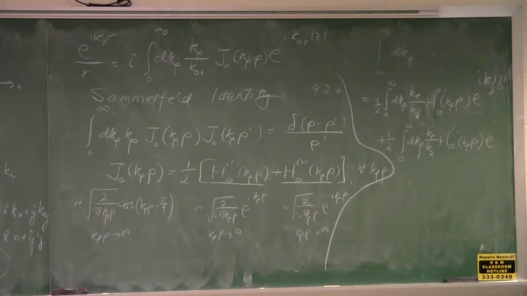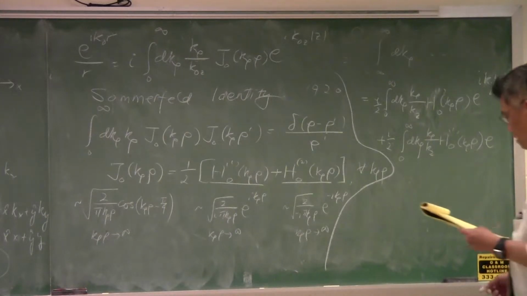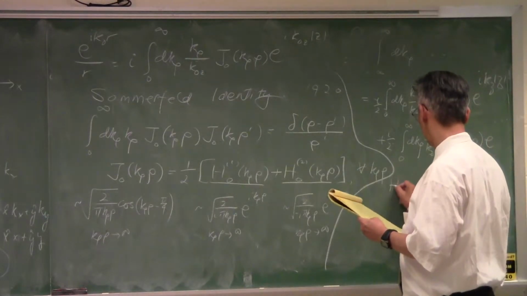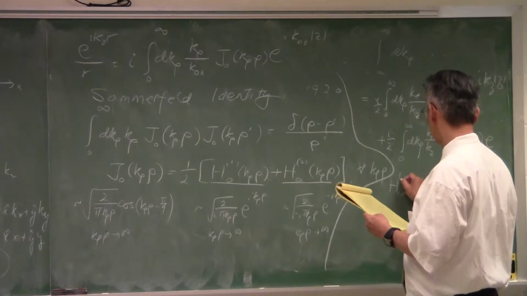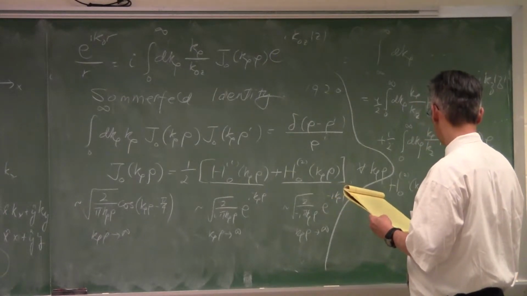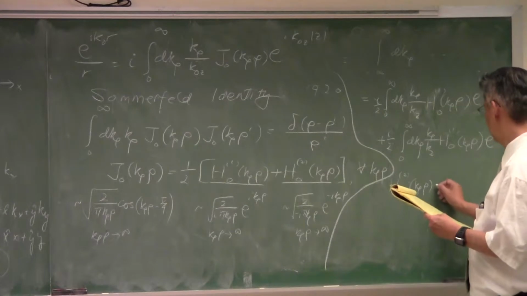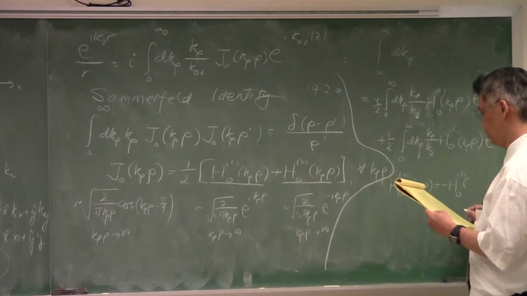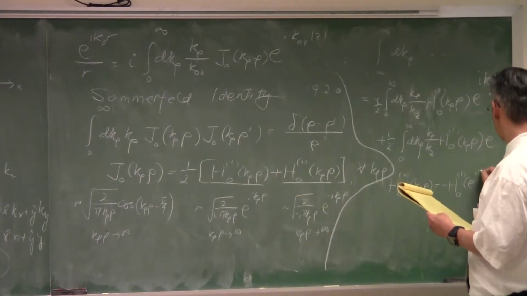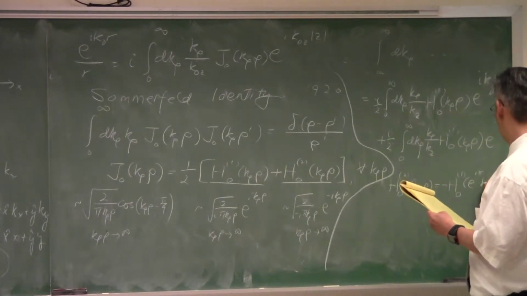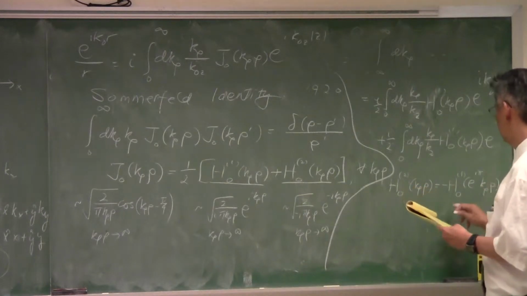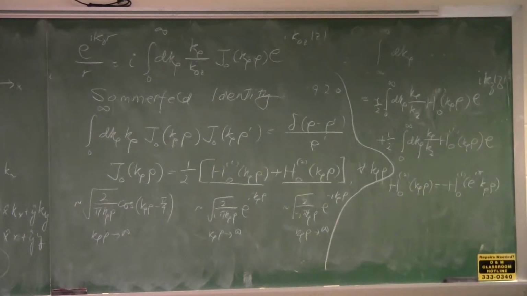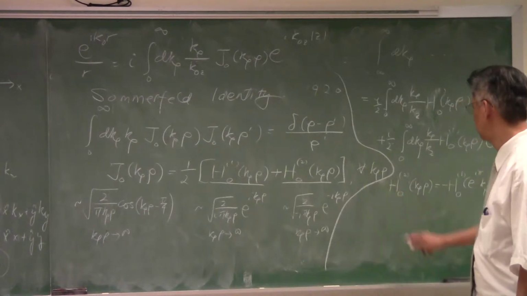And I'm going to make use of this identity that you've never heard of or never seen, but it's given in handbooks. Okay? That the Hankel function of the second kind with this argument is equal to the negative of the Hankel function of the first kind with this argument. You can find this identity in Abramowitz and Stegun, for instance.